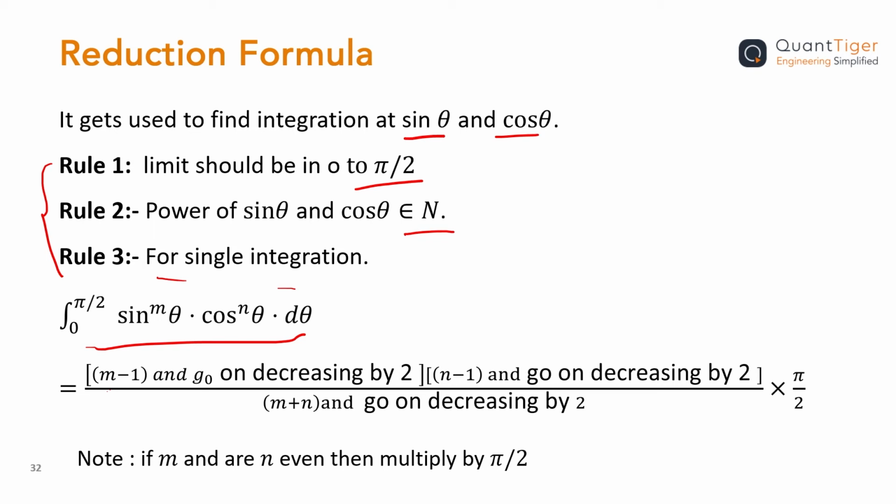मतलब अगर यहाँ पे साइन की पावर मुझे 4 मिलती है तो that I will write 4 and I will keep going on decreasing by 2, मतलब 2 आ जाएगा, उसके बाद 0 आ जाएगा. I will not write it there, I will just stop over there, because till we get 1 we have to keep on decreasing it. Same thing goes with this cos power as well.